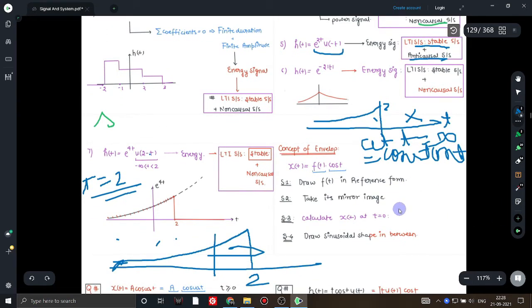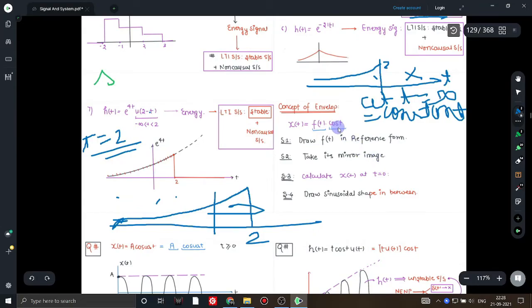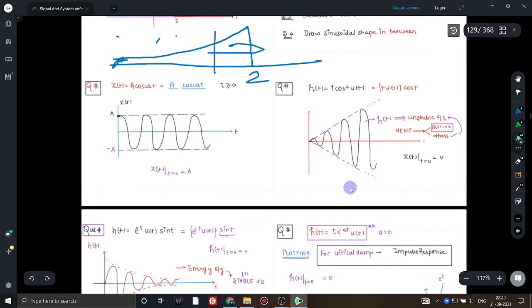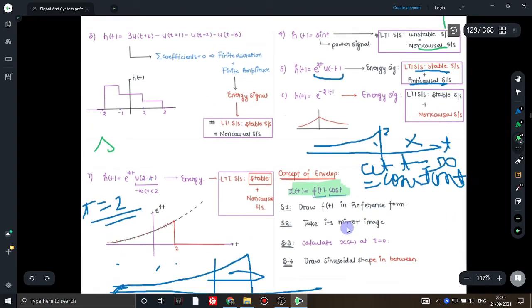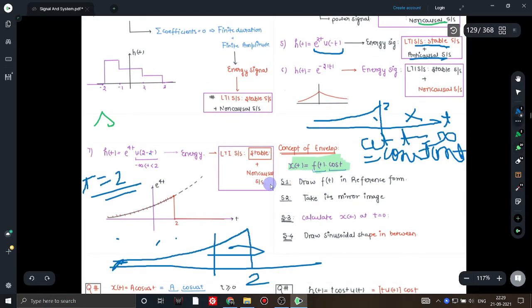Okay, so this is the concept of envelope. If you see a function like this, that is, there is a function and there is a multiplication of a sinusoidal signal, sin t or cos t, anything, then first draw f(t) in reference form and take the mirror image of it. Then calculate x(t) at t equal to 0 and draw the sinusoidal shape between them.